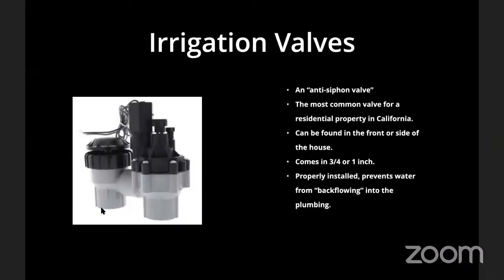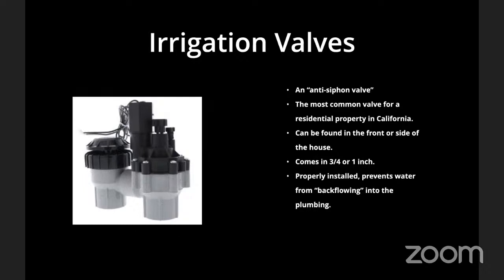And so this is what a typical irrigation valve is going to look like, in California at least. This is an anti-siphon valve. So this part on the right is the assembly that we were just looking at, and the water comes in through this side. But on the side where it leaves, there's also this anti-siphon feature.